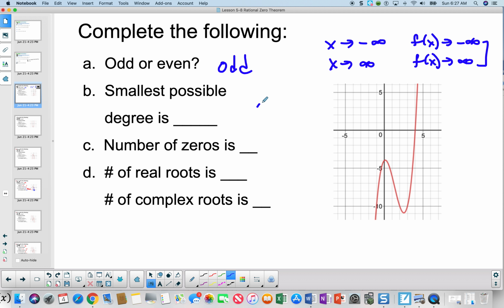We have 2 turning points, and if you add 1 to 2 turning points, that's the possible degree. And this looks like it could be a cubic. The number of zeros is always going to be equal to the degree, 3. And in this case, I can see I have 1 real root, so that's 1. And to make these add up to 3, I'll have 2 complex roots.